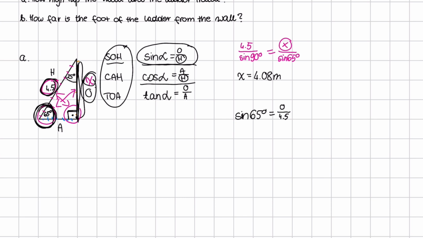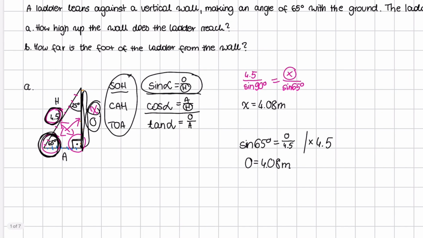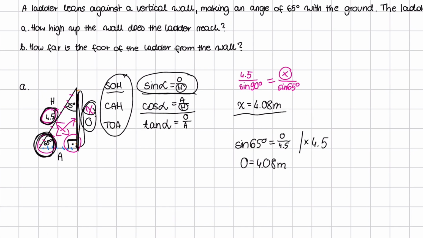We can solve it by typing it into the solver, or any other way that you want to. We can also multiply both sides by 4.5 and just type it into our GDC, so 4.5 sine 65 degrees, and we can check the answer. And O, so opposite, as we expected, is 4.08 meters, the same as in the previous way using the sine rule.